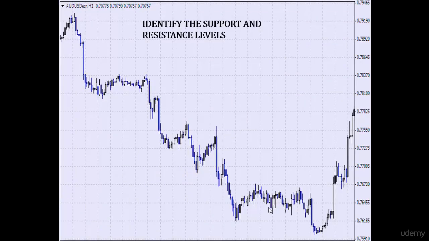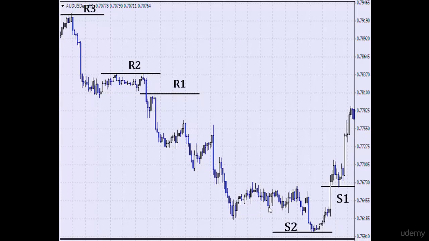Now take your time and try and identify the support and resistance levels on this chart. You can pause the video and try and identify the support and resistance levels. Now, did you get these? These are the support and resistance levels on this chart. So this is our first resistance, this is our second resistance, and this is our third resistance.